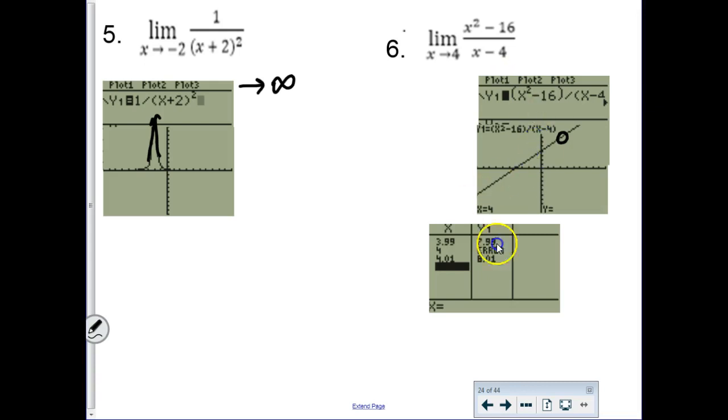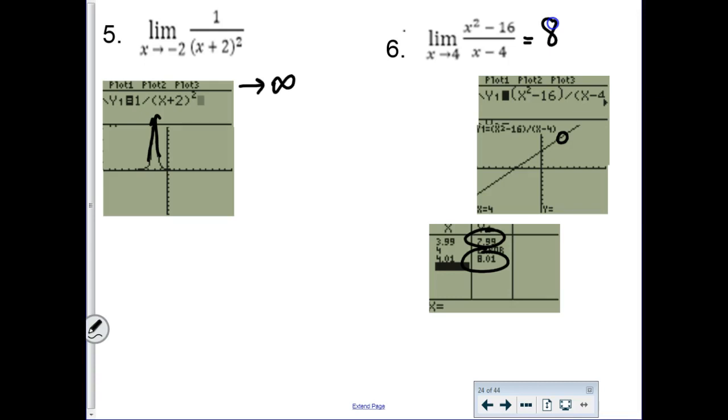So maybe on the table I would check out the left side and right side, or maybe on the graph I would trace. I'm going to give you another technique tomorrow on how to figure this one out. It involves algebra, so that makes everybody happy. But this time the limit is approaching 8 on both sides. Very good. Or I should say the limit equals 8 on both sides.